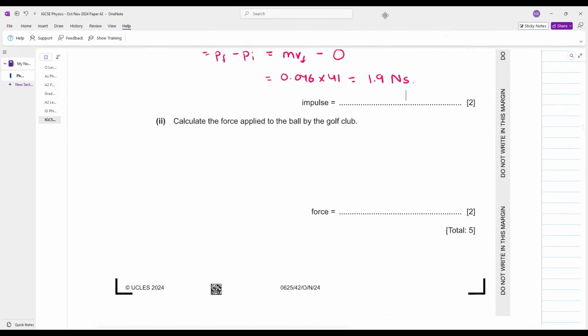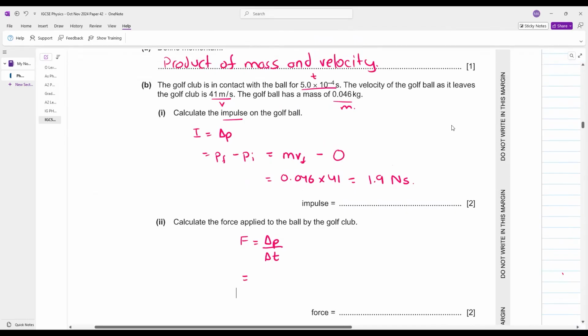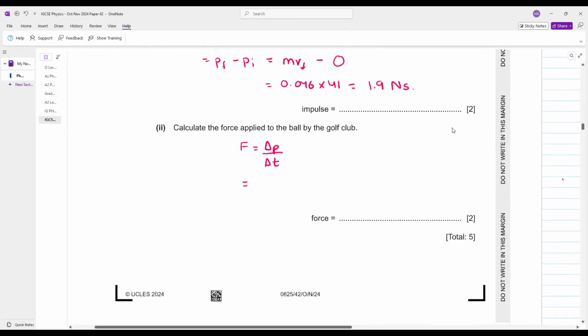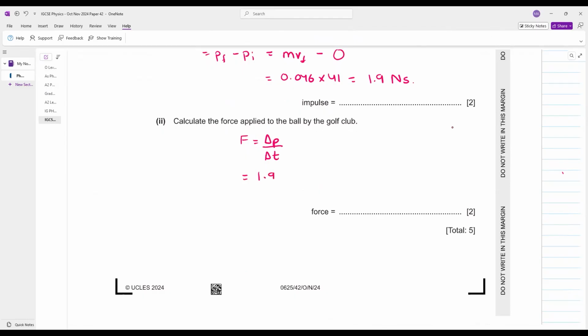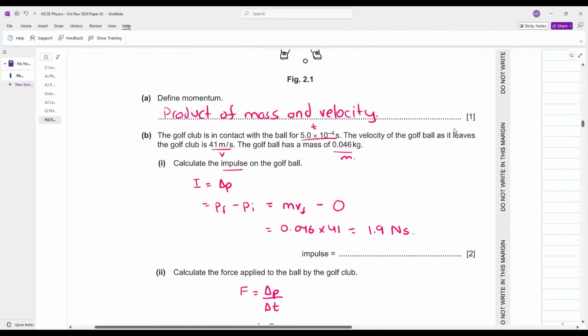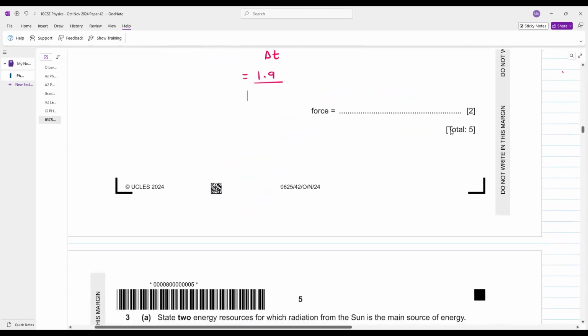Calculate the force applied. Now you have to calculate the force applied. How will you calculate the force applied? Any ideas, geniuses? कोई idea देना चाहोगे? Force applied is equal to the change in momentum over change in time. You have already calculated the change in momentum, that is equal to the impulse 1.9 divided by the change in time or the time taken for collision, that is 5 into 10 raised to the power of minus 4.